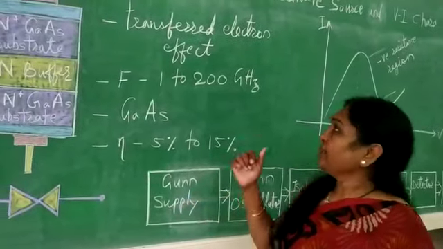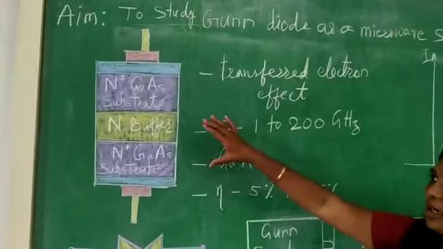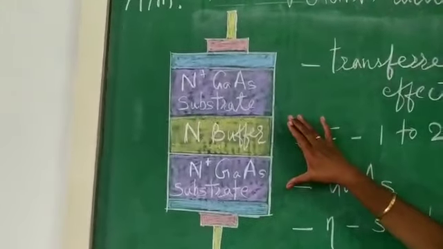Today we are going to study the gun diode as a microwave source and its VI characteristics. This is the construction of the gun diode.